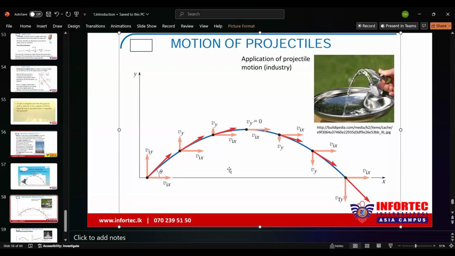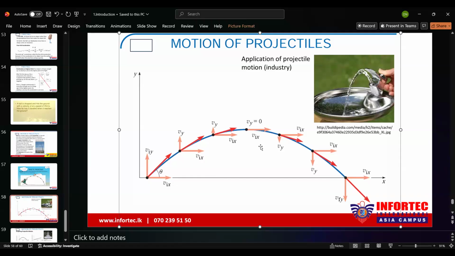Then see, right, the horizontal component. What is the horizontal component? Vix. But there is no any force. There is no any acceleration acting along the horizontal direction, along the x direction. So we know there is no any acceleration, there is no any deceleration. What can we say about the velocity? Velocity is not changing. Velocity is constant along the horizontal direction.